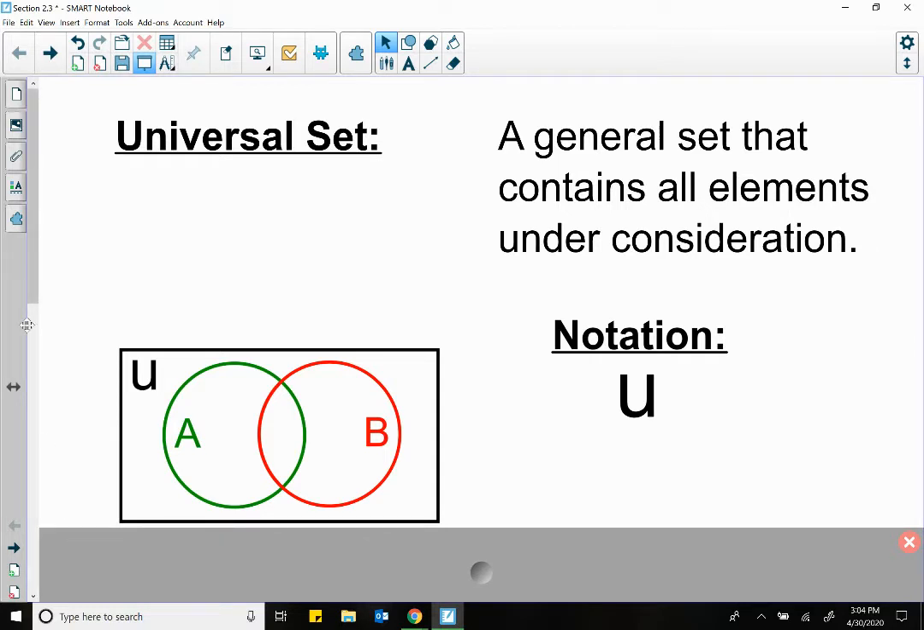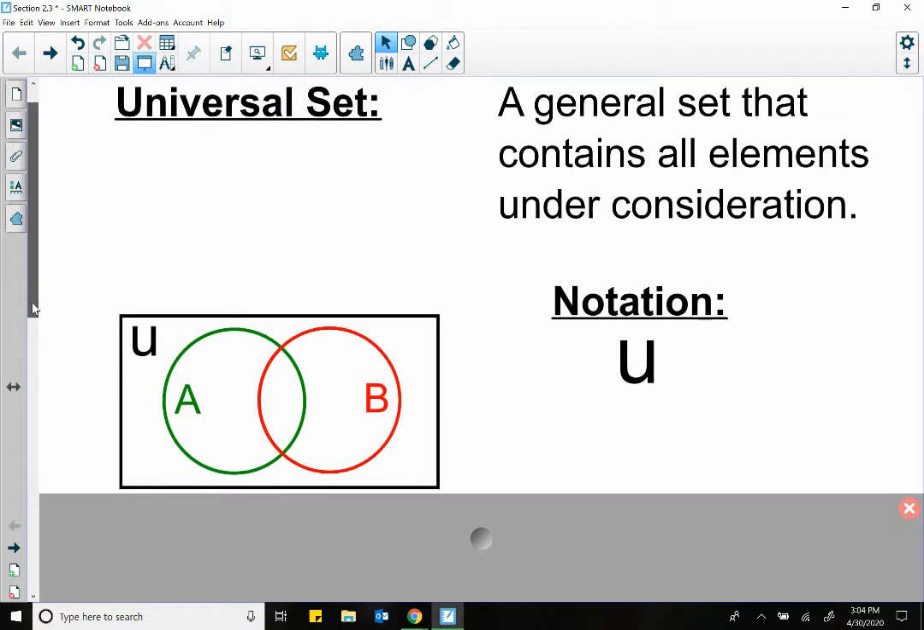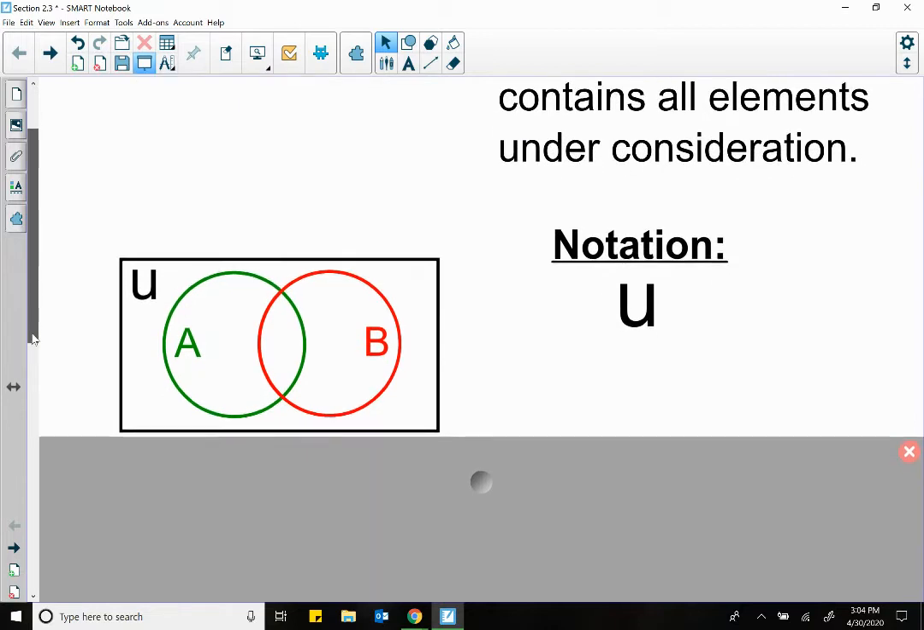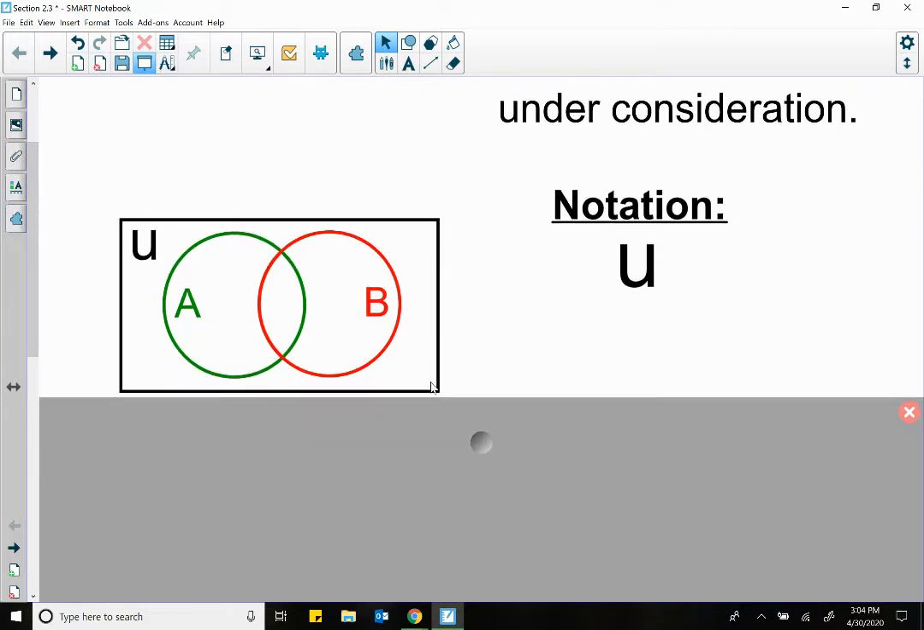Now I'll expand that over so you don't see all the good stuff coming up. So that's what the universe is. The universe represents this giant rectangle, and it represents all the elements that we're going to talk about. Some of them could be in subsets. Some of them don't have to be.